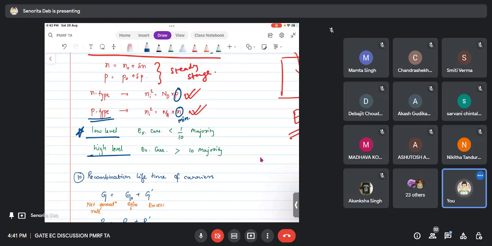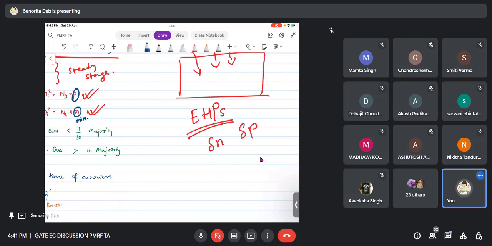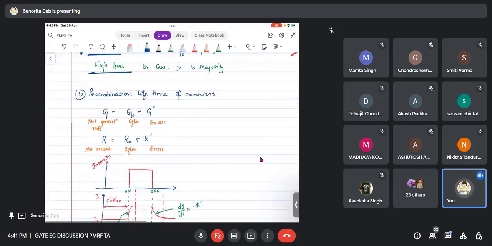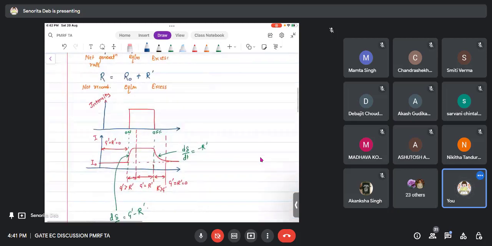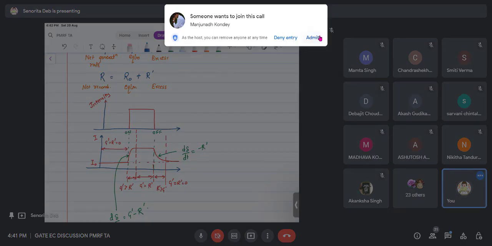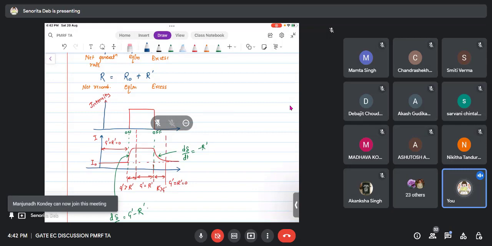Now, if the electron hole pairs are generated, after some time they recombine also. So there is one generation rate and there is one recombination rate. G is the generation rate, R is the recombination rate. Now, net generation is generation at equilibrium added to the excess carriers that are generated. Then similarly for recombination, recombination at equilibrium and excess carriers that are recombined. So this is a graph which is important. This is also there in the EDC NPTEL lecture.